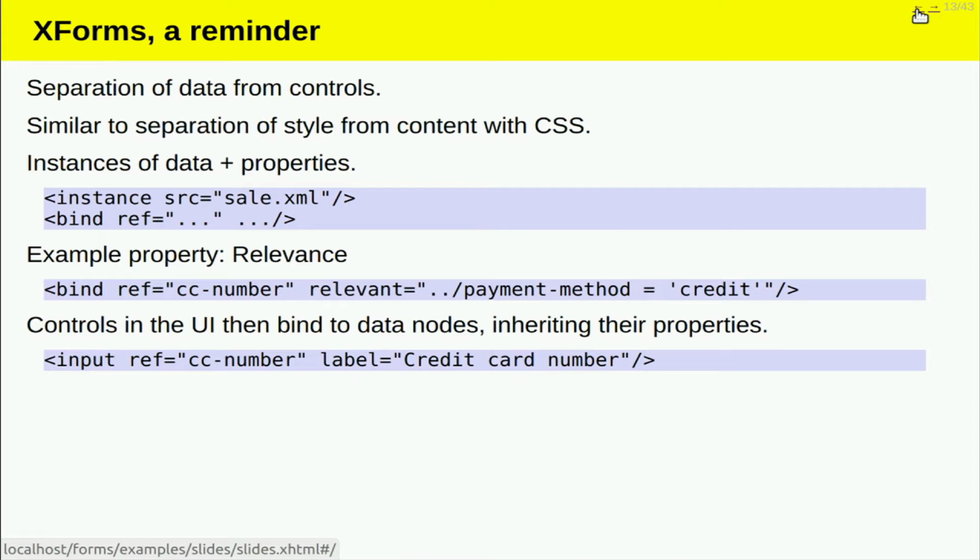It gives you a lot more flexibility. So, for instance, you collect an instance of data, which can be from an external source, and then you bind different properties to different parts of that data. One example property that I'll be using a lot is relevance, which says that this data point is only relevant under certain conditions. For instance, a credit card number is only relevant if the person is paying by credit card, and if they're paying by cash, there's no point in asking them for it. The controls in the user interface then bind to the data in the same way, using XPath bindings into the data instance.